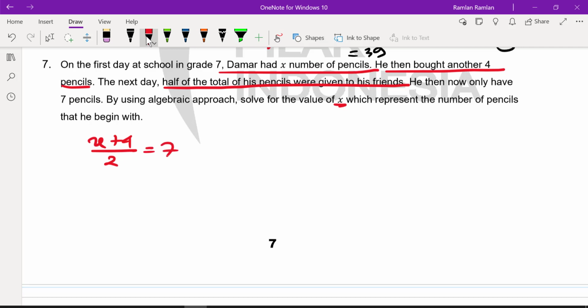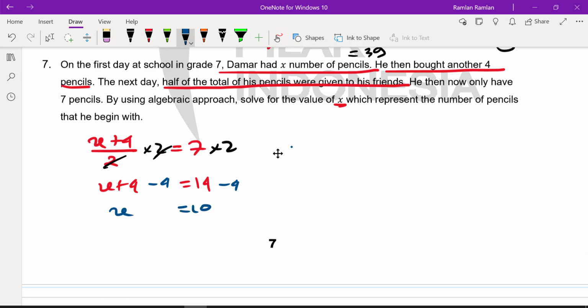Okay, so this is the algebraic equation. We have done this before in the previous number, so I'm just going to go to the process. You know how to do it, right? Multiply this by 2 first, and then you can cancel the 2, and we only have x plus 4, and this is 14. Then subtract both sides by 4, and you will get 10. Which means that the total, he began with 10 books.